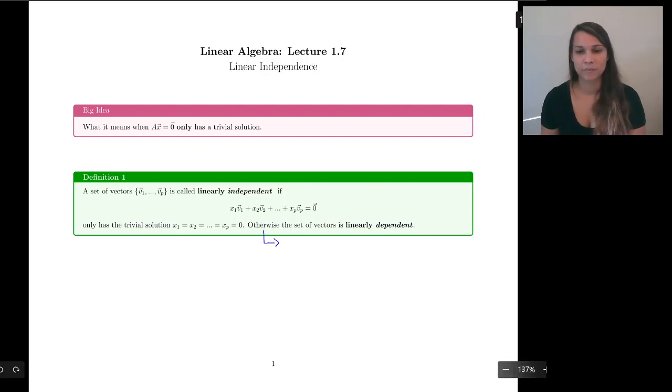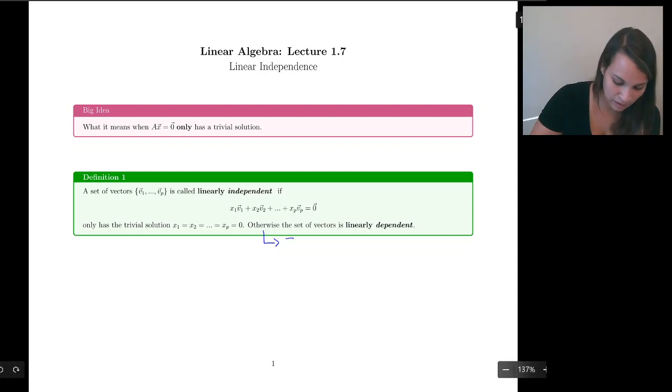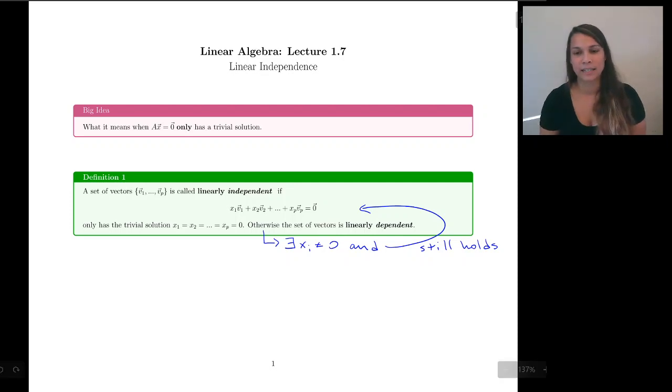So what we get from this otherwise is what it means if there exists some x that is not equal to 0 and this still holds. That's when we get linearly dependent, if we have non-zero coefficients but it's still equal to 0.